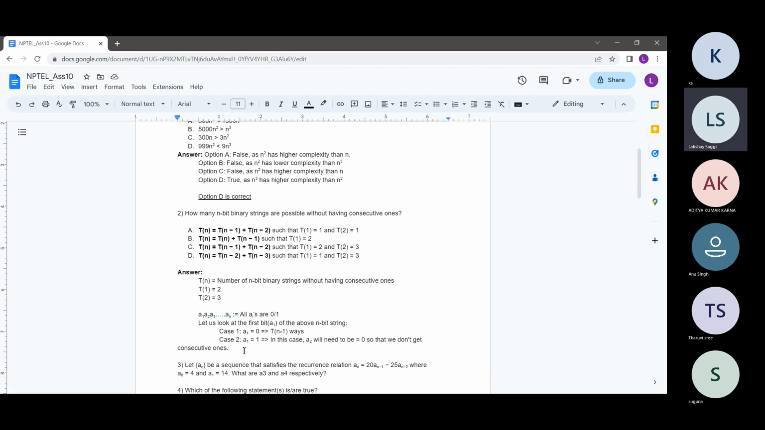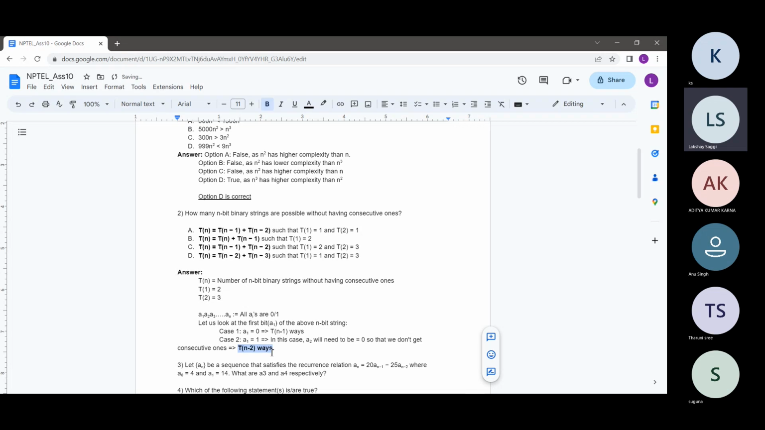So now what I can say is, as A2 was 0, these n-2 bits are free to have any values, as long as they don't contain any consecutive ones. So this will just take t of n-2 ways, right? This is because A1 was 1, but A2 was 0, so A2 will not contribute to any consecutive ones. So A3 to AN can take any values as long as that particular string A3 to AN does not contain any consecutive ones. And this is an n-2 bit string, so it will have only t of n-2 ways. I hope this is clear to you guys.